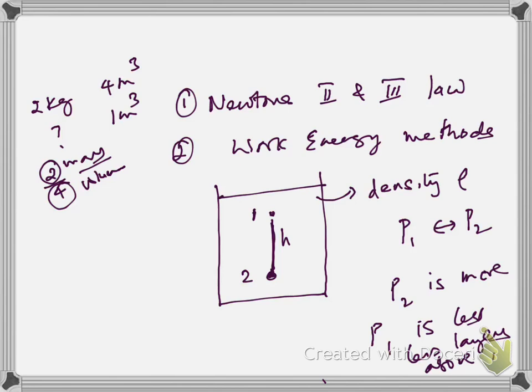But I want to establish a mathematical relationship between 1 and 2. So what we do, we imagine this portion of fluid, which is in the form of a cylinder like that. This height is h. So this portion of cylinder we imagine, it's a cylindrical portion of fluid, and we draw its free body diagram.